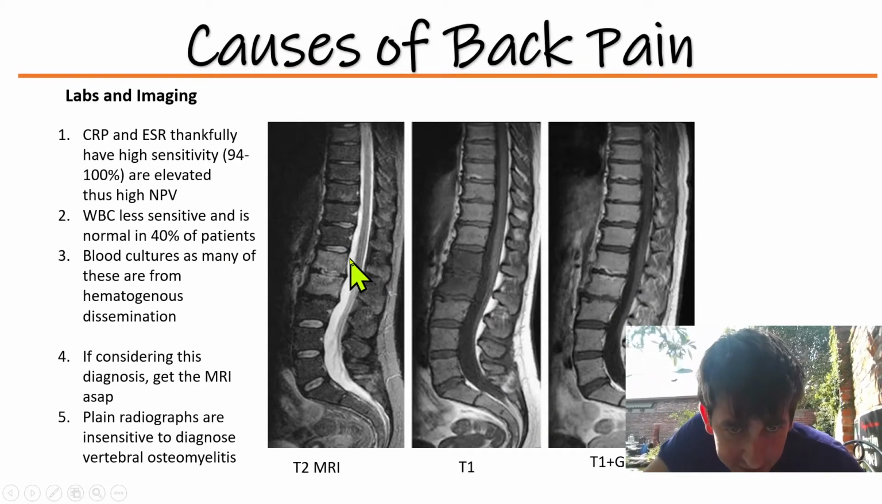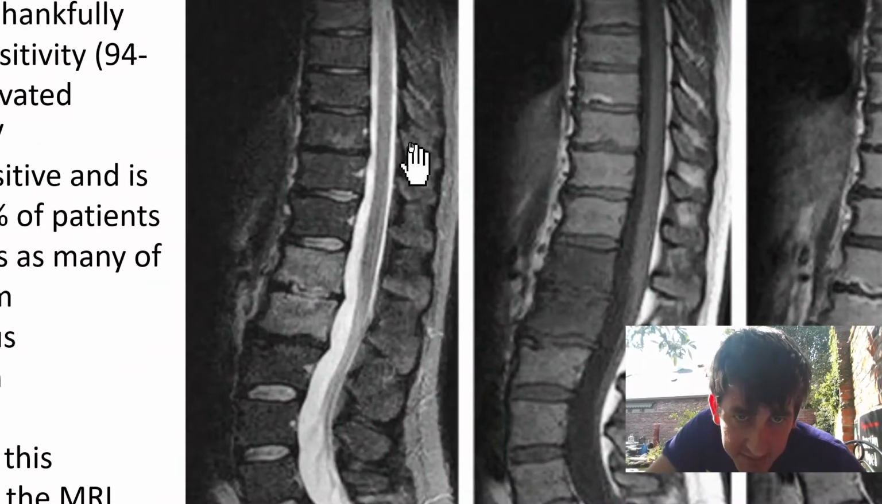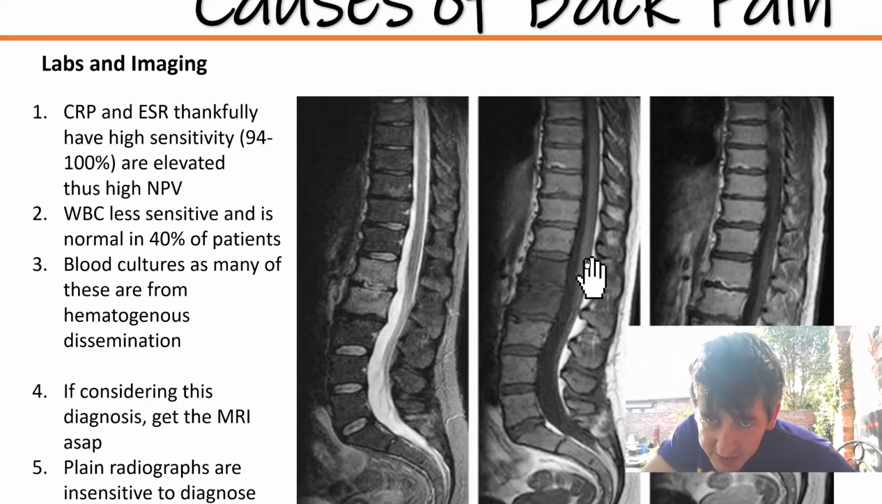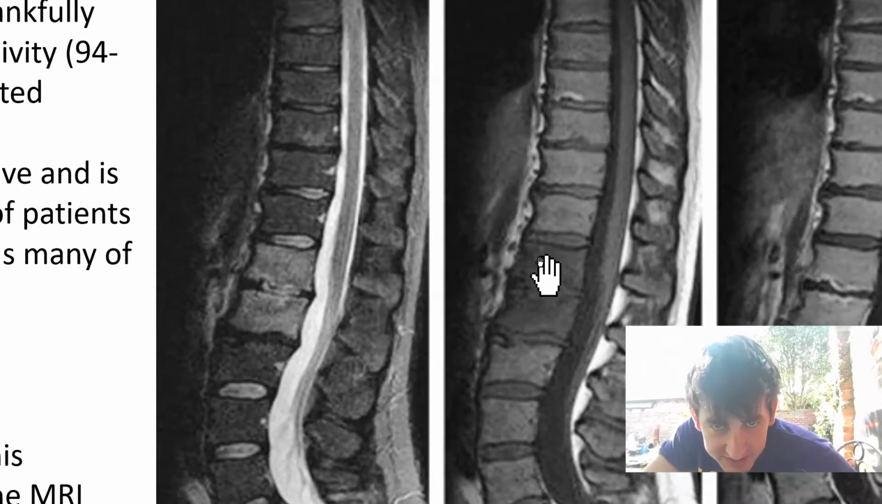T2 weighted, fluid is bright, CSF is bright, spinal cord is darker, vertebral bodies are usually dark, but here these are bright. This is where the osteomyelitis is. T1 weighted, CSF is dark, spinal cord is a little bit brighter than CSF, and the vertebral bodies are lighter than on T2, and here these vertebral bodies are dark.